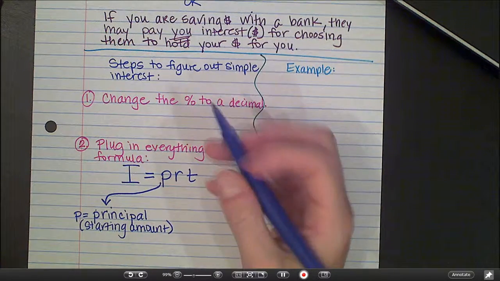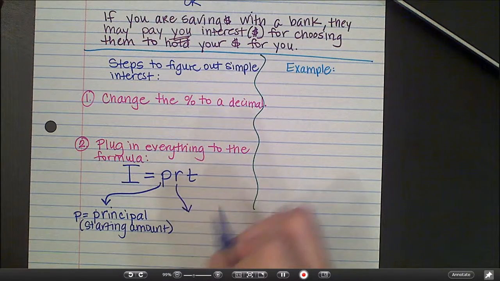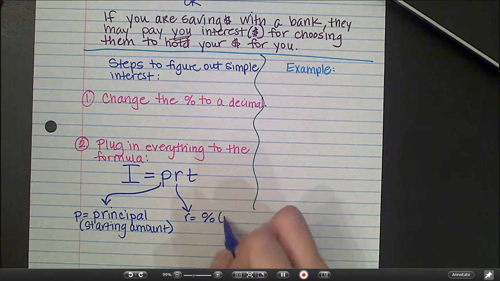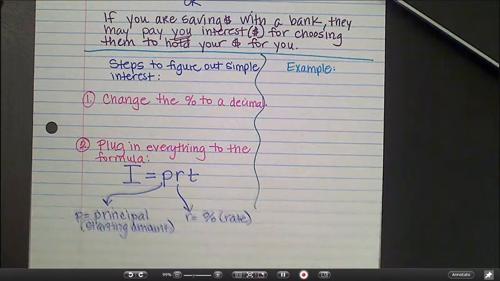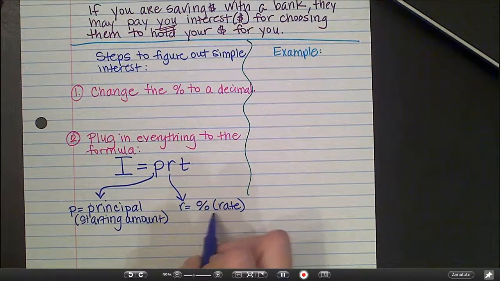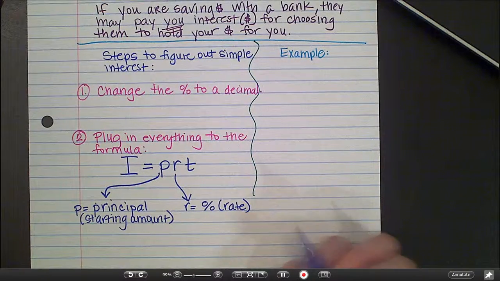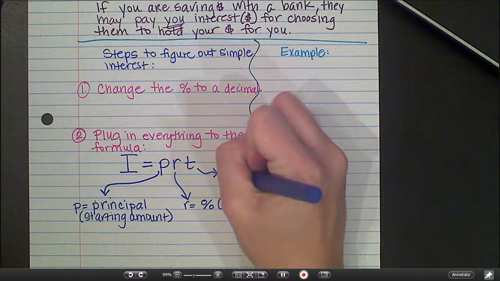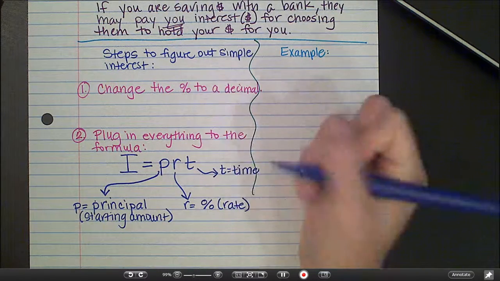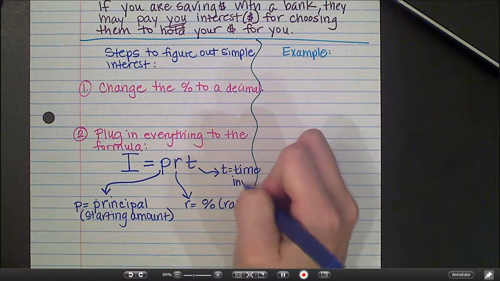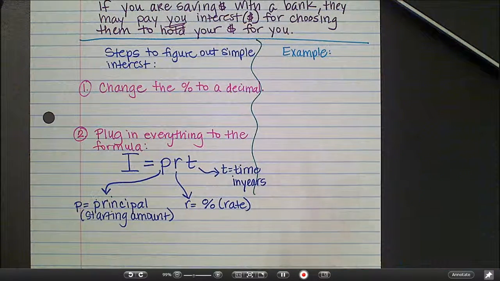Alright. Rate is your percent. But that is actually the rate. That's why it says an R. It really should be a P, but anyway, we already have one because of principal. So rate is your percentage. And then T equals the amount of time, in years.